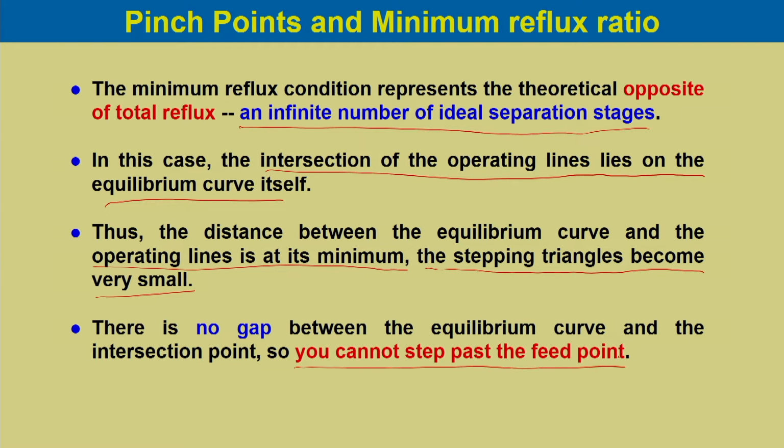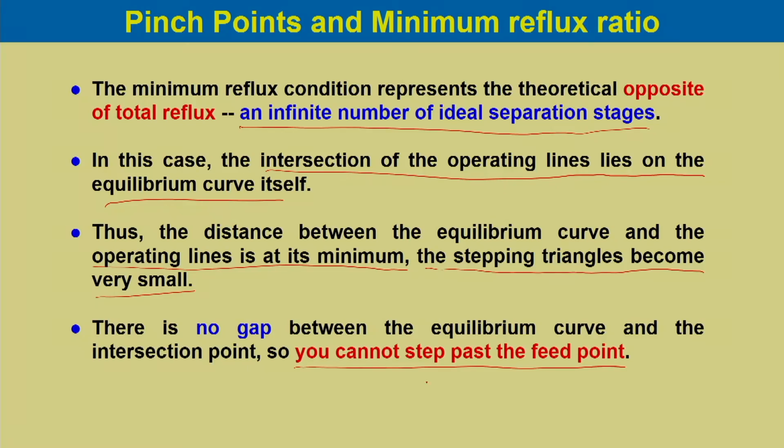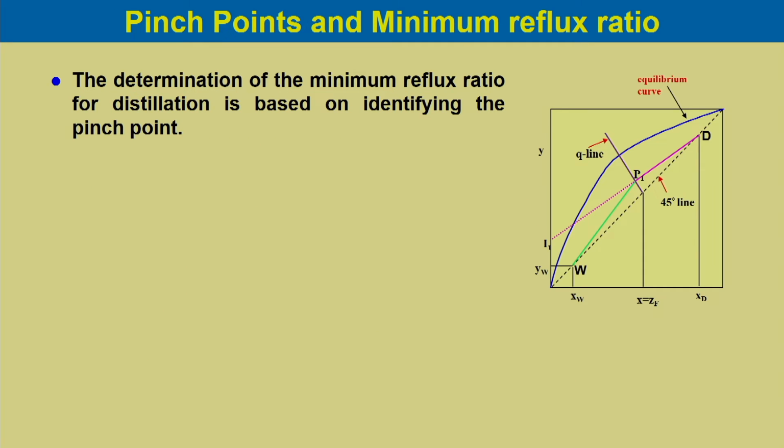So, if you start from the rectifying section and go to the pinch point, you cannot step over, because at the pinch the gap is 0. Similarly, in the stripping section, if you start with the starting point and go towards the pinch point, it will lie before that. So, you cannot cross that pinch point because there is no gap. So, it will lie at the intersection point, that is at the pinch point. The determination of the minimum reflux ratio for distillation is based on identifying the pinch point.